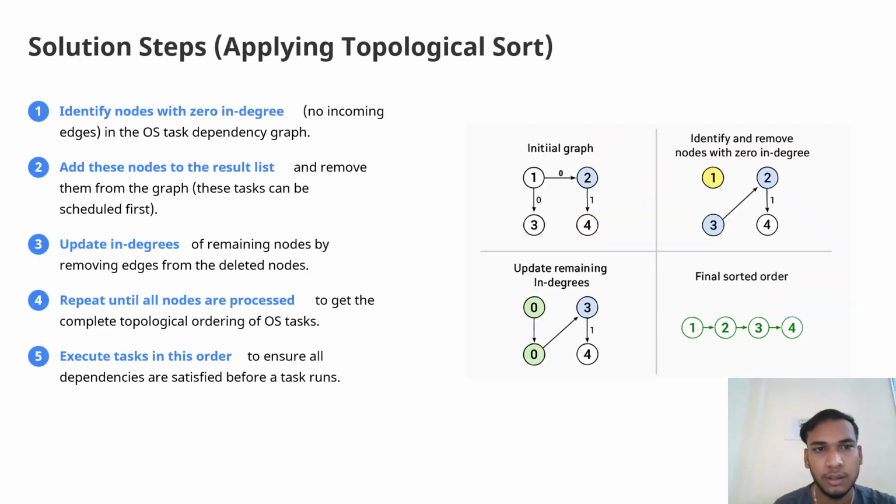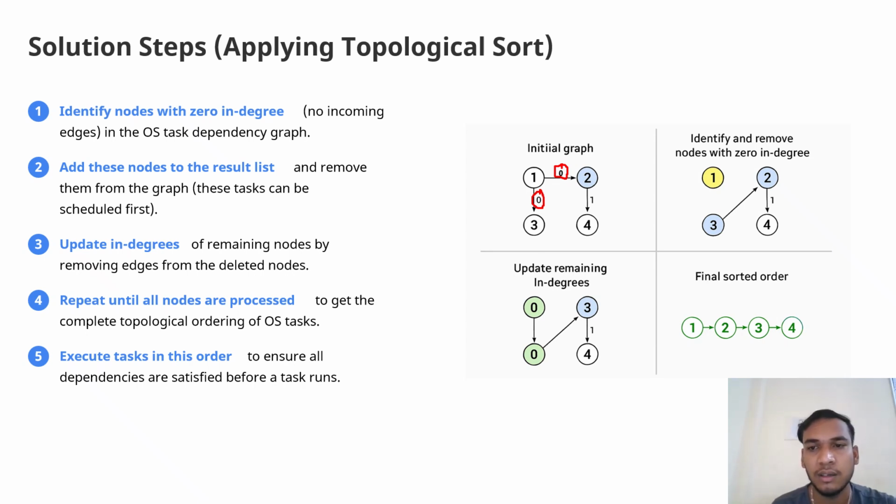Now the solution steps for topological sorting. There are five solution steps. First, identify the nodes with zero in-degree. Here we can see a node with zero in-degree, which we should identify first, then add this node to the result list.